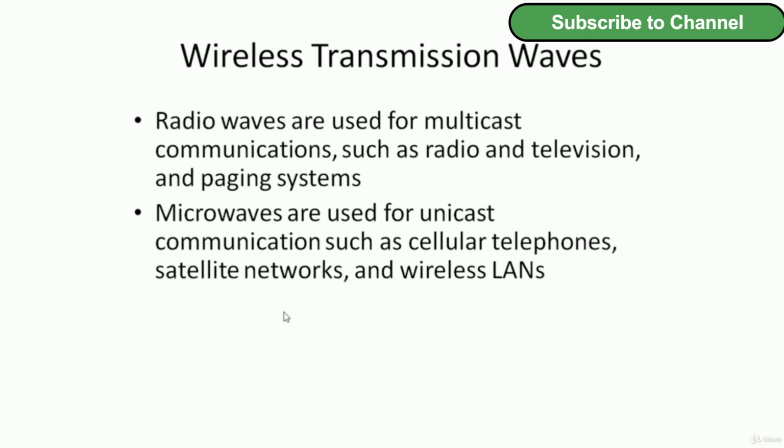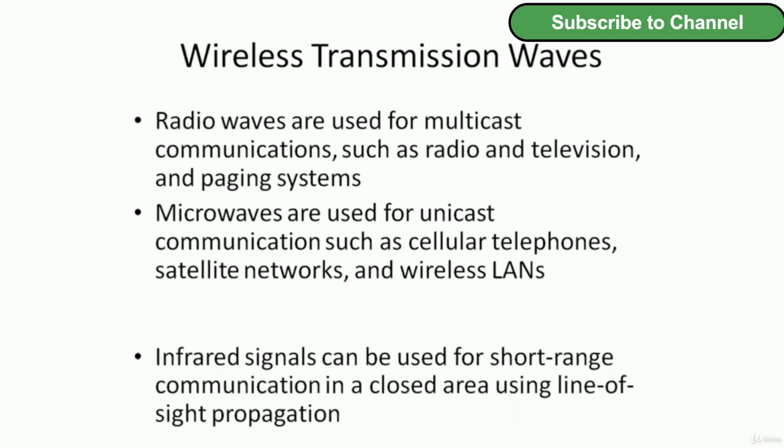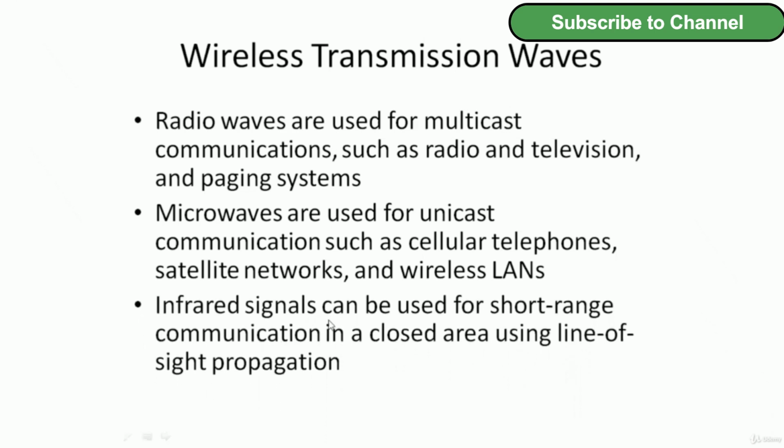And the third one is infrared. These IR signals can be used for short range communication in a closed area using line of sight propagation. So these are the three types of wireless transmission: radio wave, microwave, and IR signal. And these are the applications.